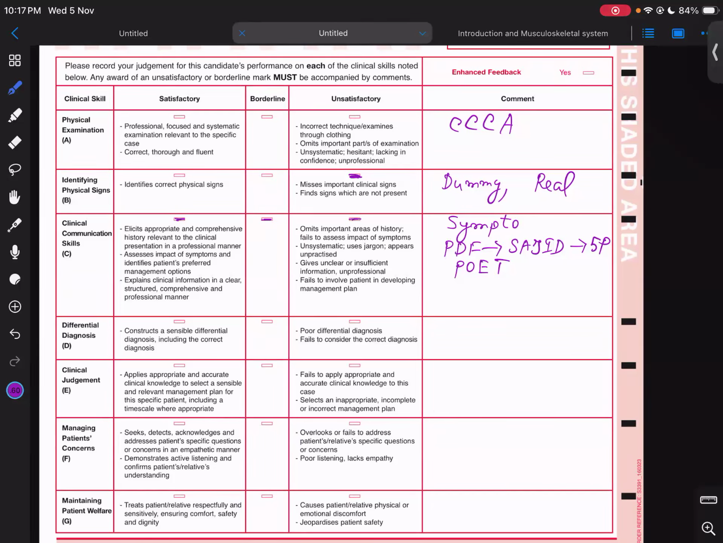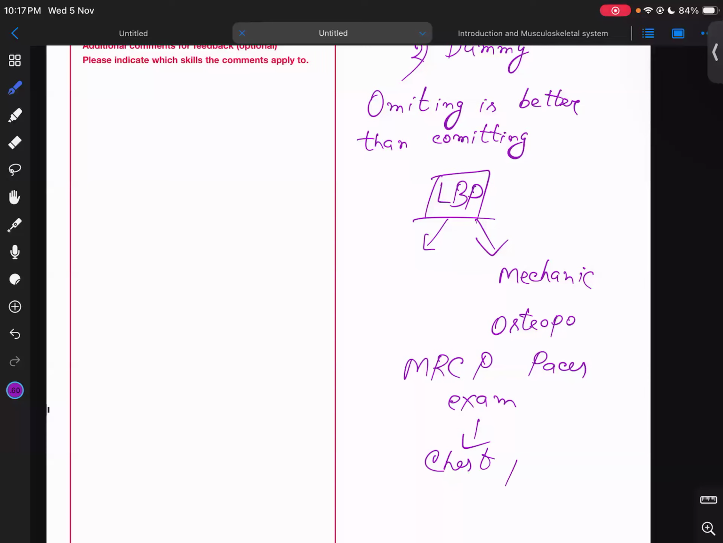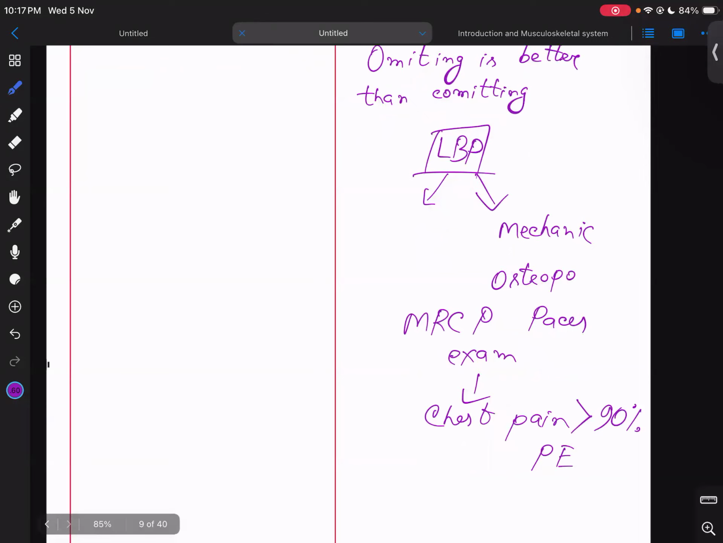This is for sure. I'm telling you again, in the MRCP PACES exam, whenever any chest pain comes, in more than 90% of the cases it is pulmonary embolism. And if you tell pulmonary embolism as number 2 or 3 differential diagnosis, the British examiner will cut your mark. That has happened personally to me.